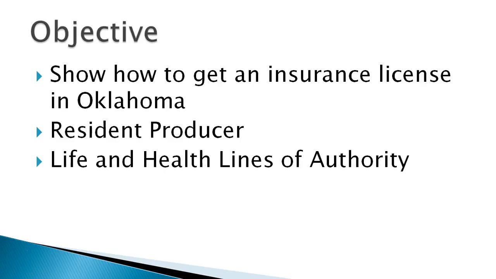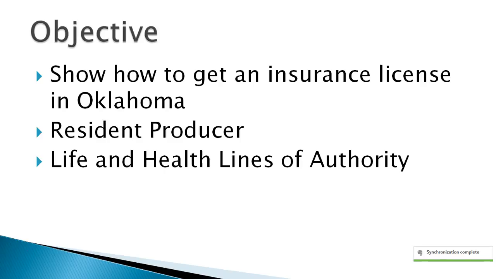If you live outside of Oklahoma and you want to get a license for the state of Oklahoma, you just have to first, if you have not already, get a license in your home state, and then you can get what's called a non-resident producer license, but you have to first start in your state. So again, I want to make sure I got the right folks watching this video.